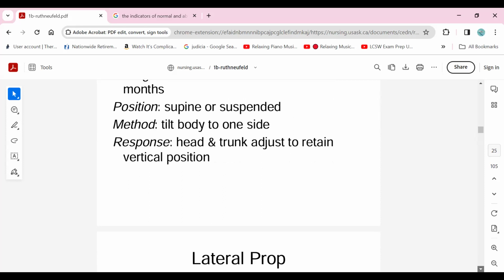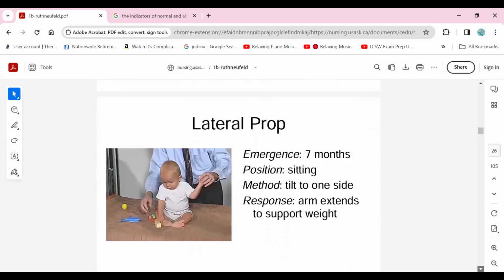Position: supine or suspended. Method: tilt the body to one side. Response: head and trunk adjust to retain a vertical position. Lateral prop: emergence at 7 months, sitting, tilt to one side. Arm extends to support weight.